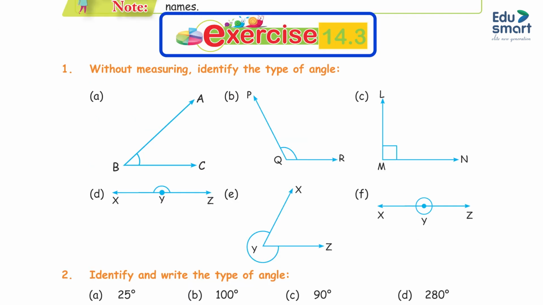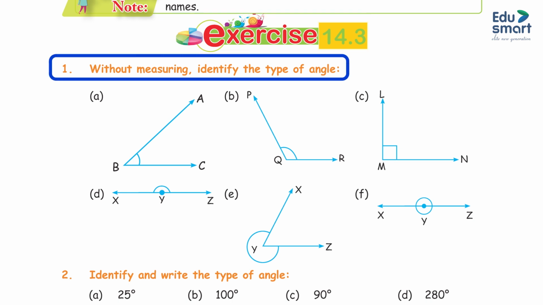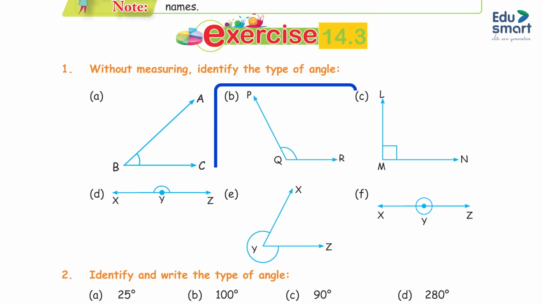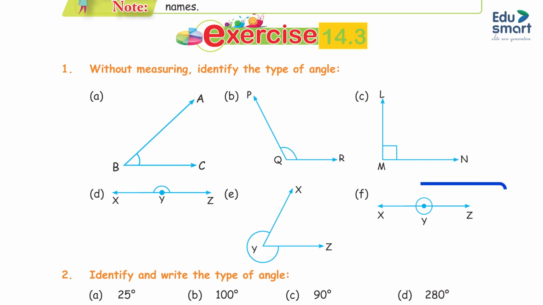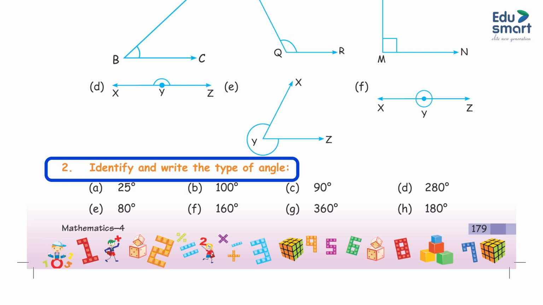Exercise 14.3, question 1. Without measuring, identify the types of angle. A, acute. B, obtuse. C, right. D, straight. E, reflexive. F, complete. Question 2. Identify and write the types of angle.